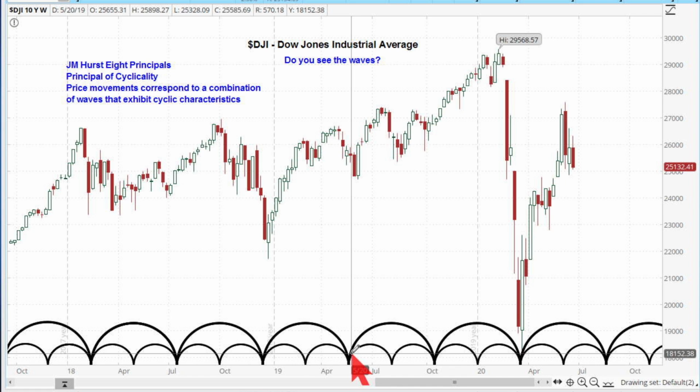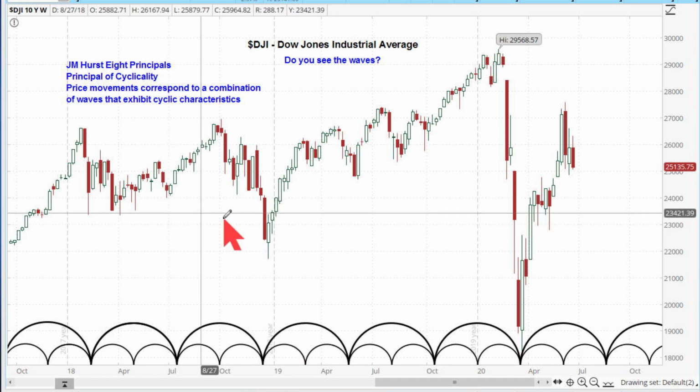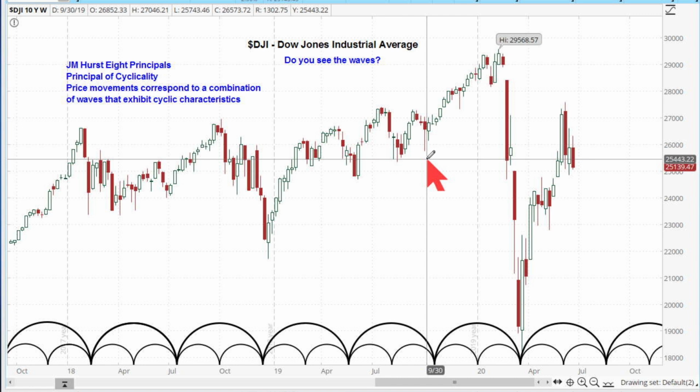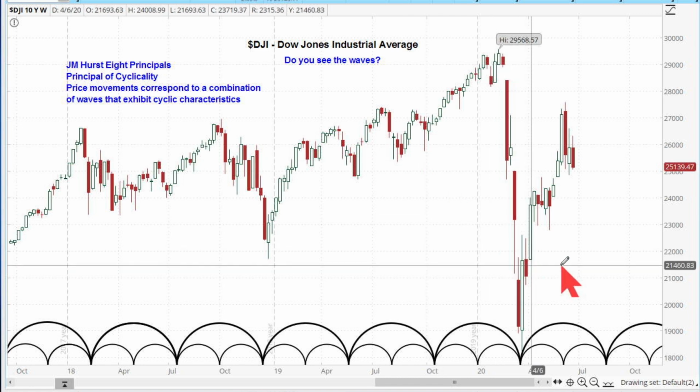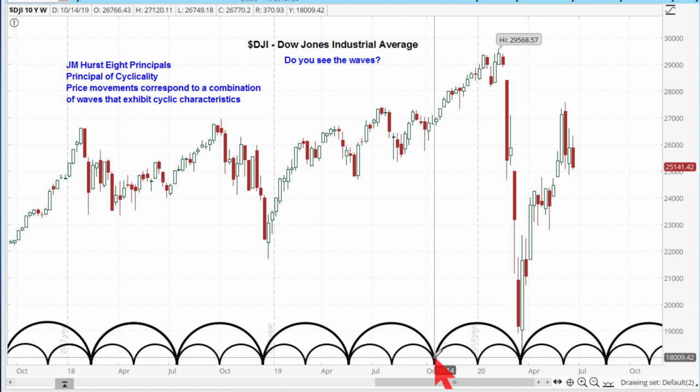And cycle analysis is a way to project in time and price. There are very few types of analysis that allow you to do that. So you see the low here and here and here and here and here and here. And then there's a low due somewhere out over here. So we're going to take a look at what this looks like as the principle of summation.